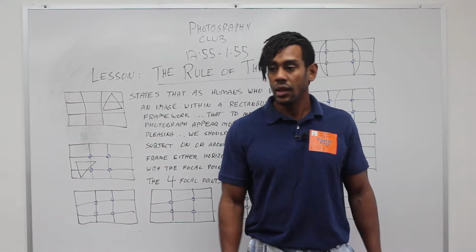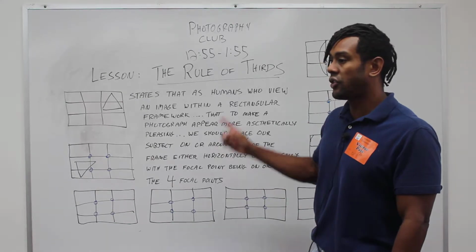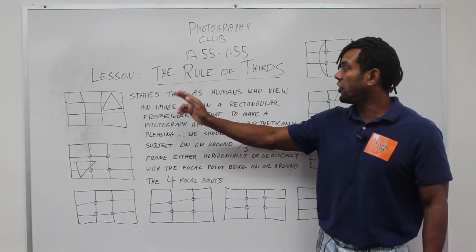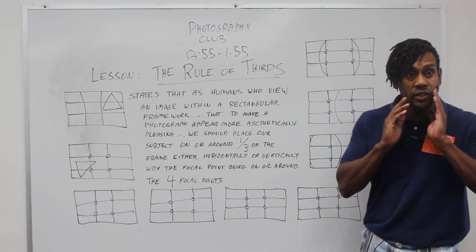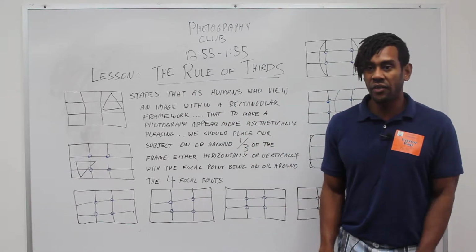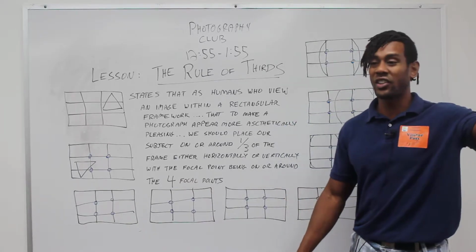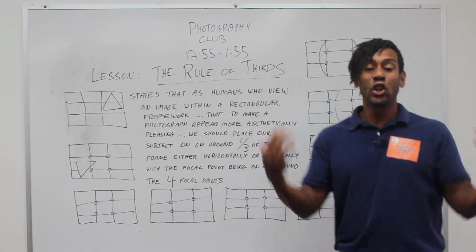All right? So let's get into the rule of thirds of photography. Now, as up here, it says the rule of thirds states that as humans, we're human beings, right? Are any of us dogs? No. Are any of us cats? No. She's raising her hand saying she's a cat. No, but actually, you're a human being.